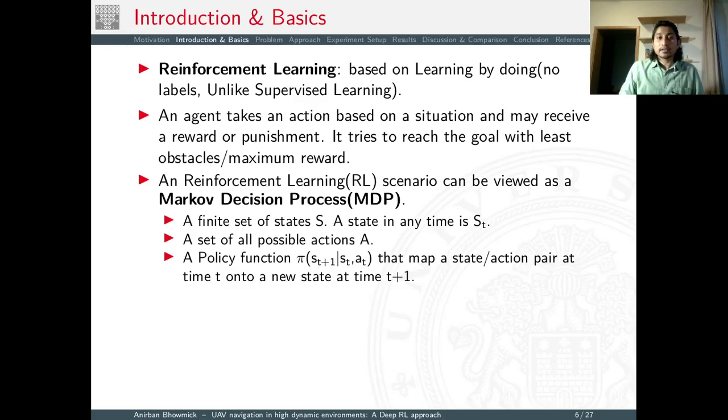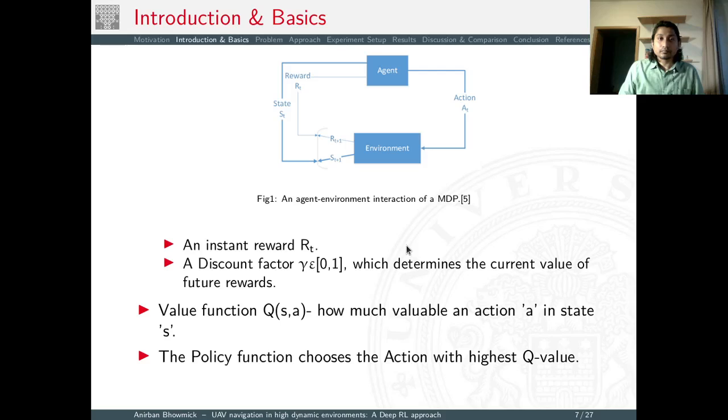A reinforcement learning scenario can be described as a Markov decision process, which contains a finite set of states, a set of all possible actions, a policy function which maps an action taken at a particular state at time t, and then the transition to state t plus 1. Then we have an instantaneous reward after an action is taken, and also a discount factor. The discount factor determines the amount of the Q values which are taken from the next steps. We will talk about this a bit later.